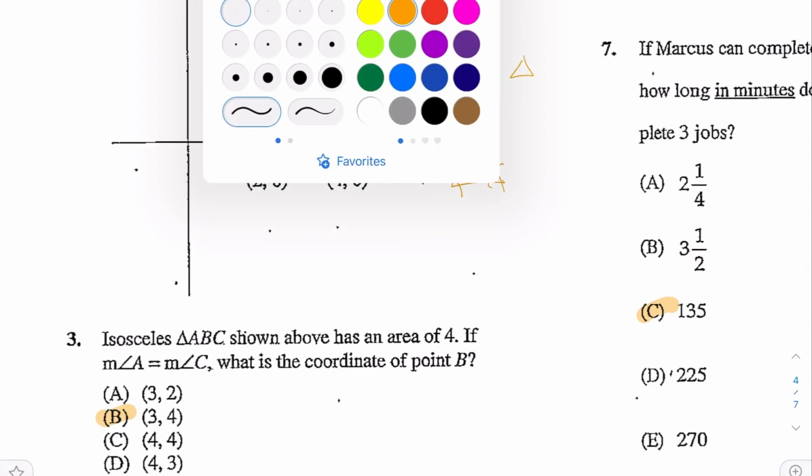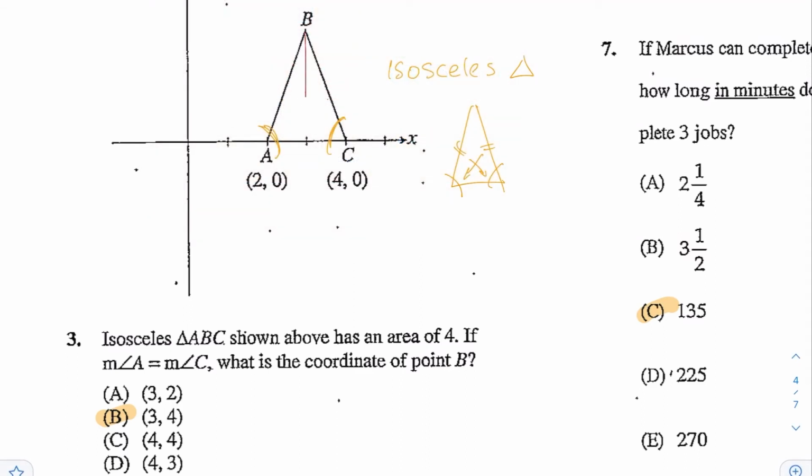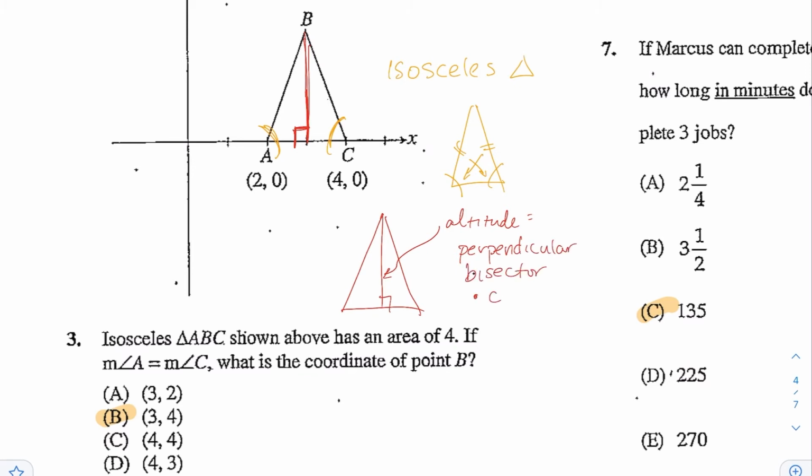So here, the other fact of an isosceles triangle is that you can draw an altitude that's the perpendicular bisector. So for all isosceles triangles, this altitude is called a perpendicular bisector, which means that it cuts the opposite side in half. And it's also perpendicular, so it makes a right angle to it. So that means that the 2 opposite sides are equal. In this case, 2, 0 and 4, 0 gets cut in half. So this point has to be 3, 0.